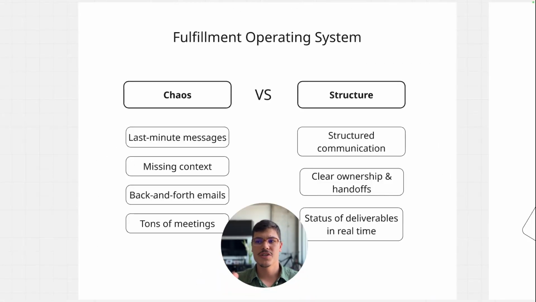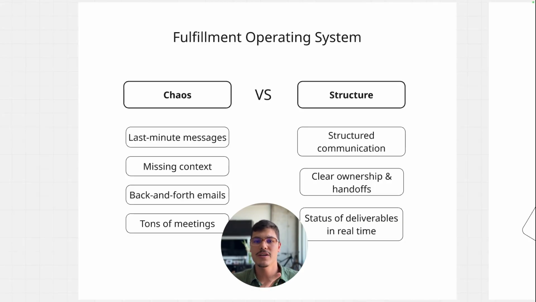But let's go back and understand now, where do we want to move? What's the ideal goal? What's the end result for us? The ideal result is to bring more structure, to have structured communication, to have clear ownership and handoffs. When I say this, it's for people to understand what they're responsible for.